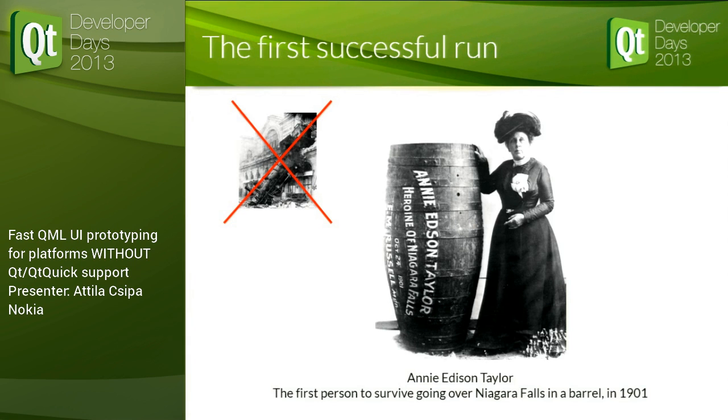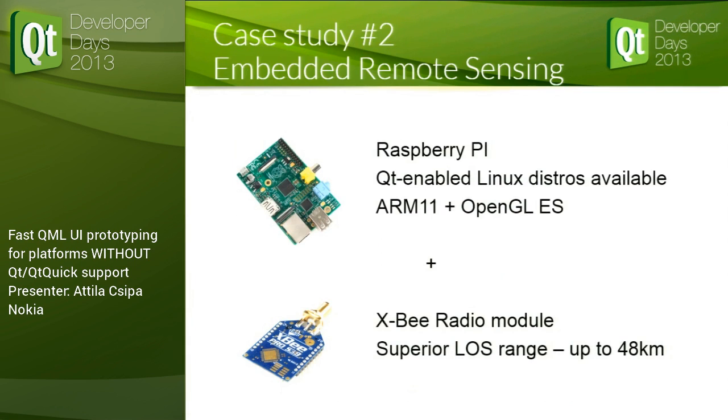Here's another case study from the sort of the other end of the universe. Embedded remote sensing. So here's a cool project, a Raspberry Pi board. There is tons of Qt enabled, Linux distributions available for it. It's an ARM11 device, but it does have OpenGL. So far, so good. But here's the thing: it's a remote sensing thing. So okay, so remote. We have some radio module. Here is this XB radio module. It has a very, very good line of sight range, up to 48 kilometers. Wow, that's super good. So this is, for example, going to be used in some ballooning experiments.